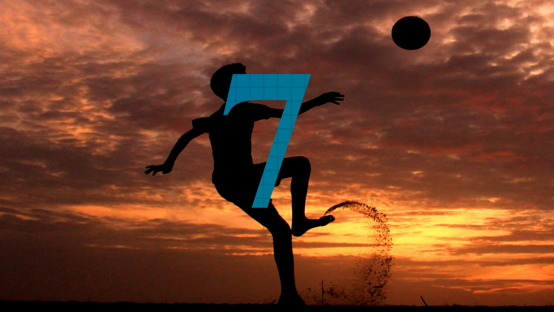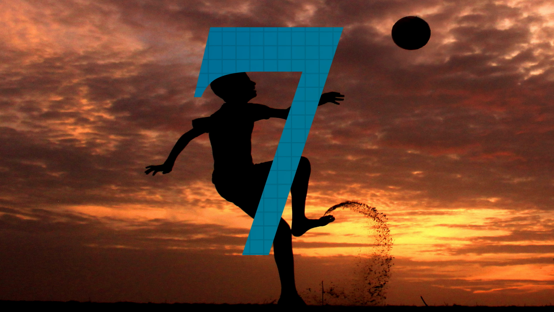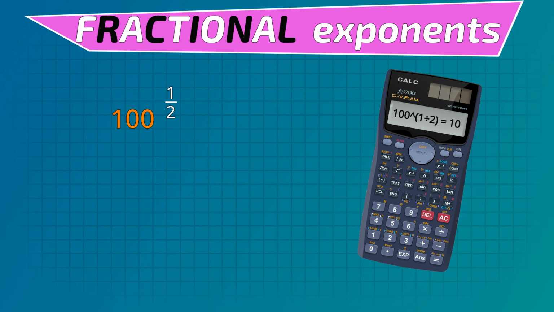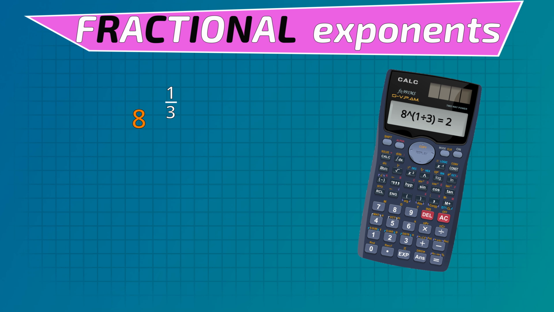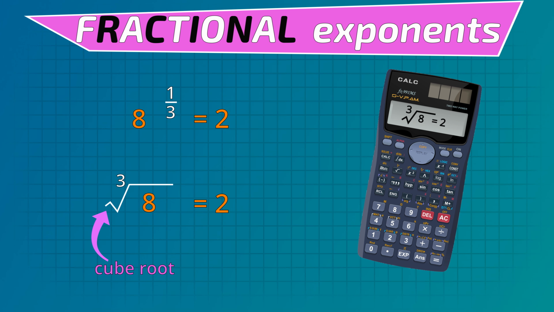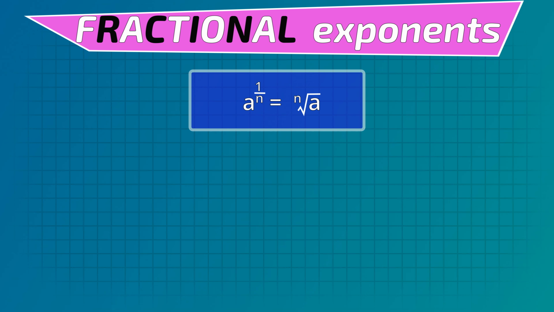Let's use a calculator to figure out what exponents that are fractions mean. 100 to the exponent of 1/2 gives an answer of 10. Hey, the square root of 100 is 10. This means that an exponent of 1/2 is the same as the square root. 8 to the exponent of 1/3 gives an answer of 2. The cube root of 8 is 2. So an exponent of 1/3 is the same as the cube root. For the final rule, a fractional exponent is the root of the base number.